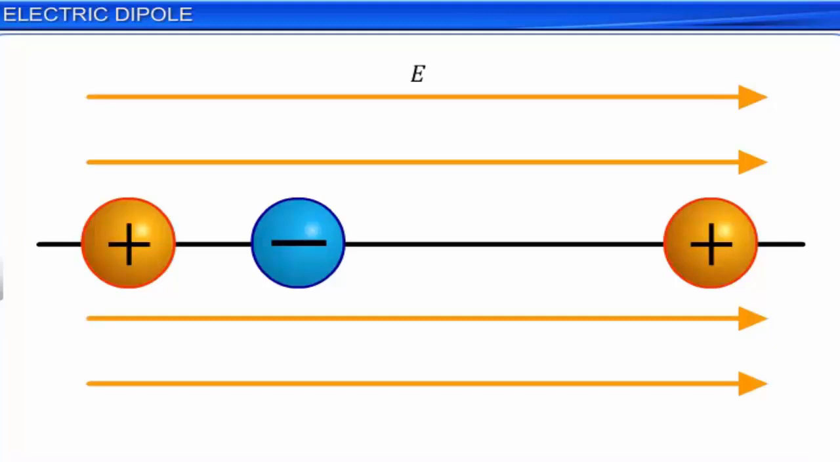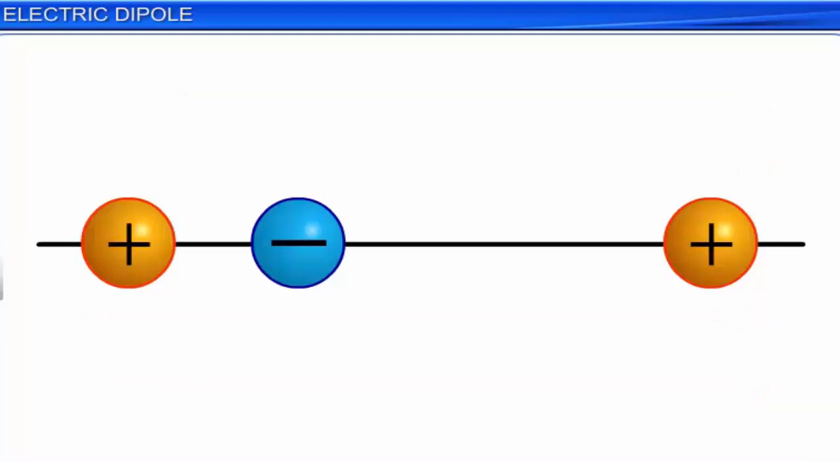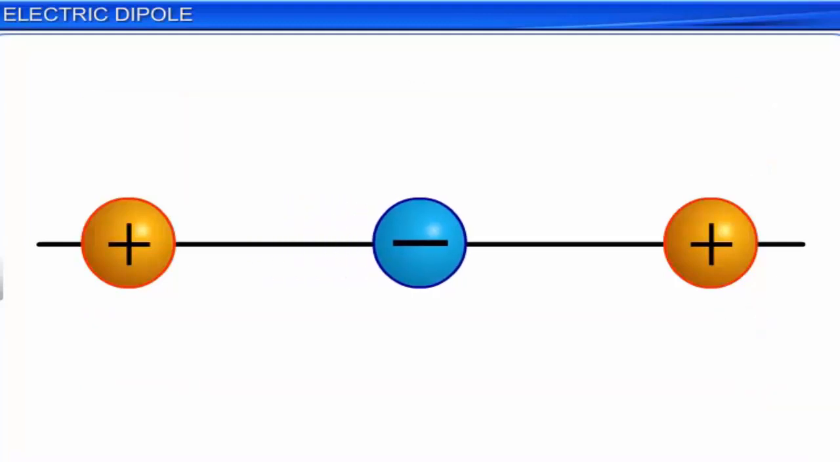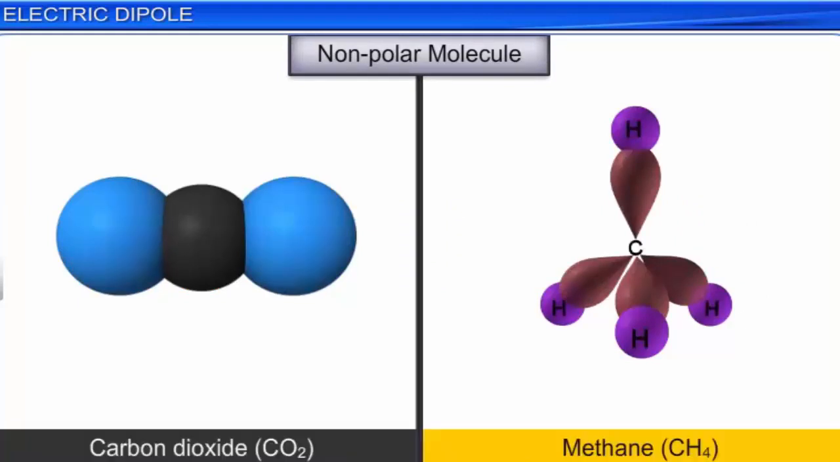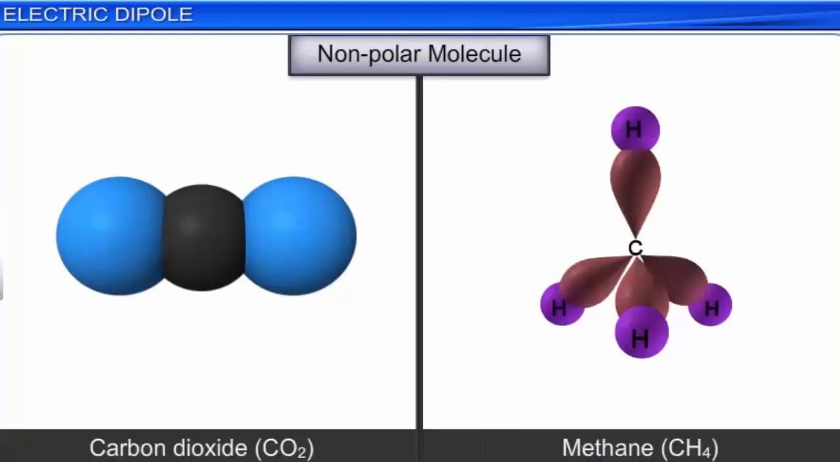When the external electric field is removed, the polarization disappears. Hence, the induced dipole moment also vanishes. Carbon dioxide, CO2, and methane, CH4, are examples of such non-polar molecules.